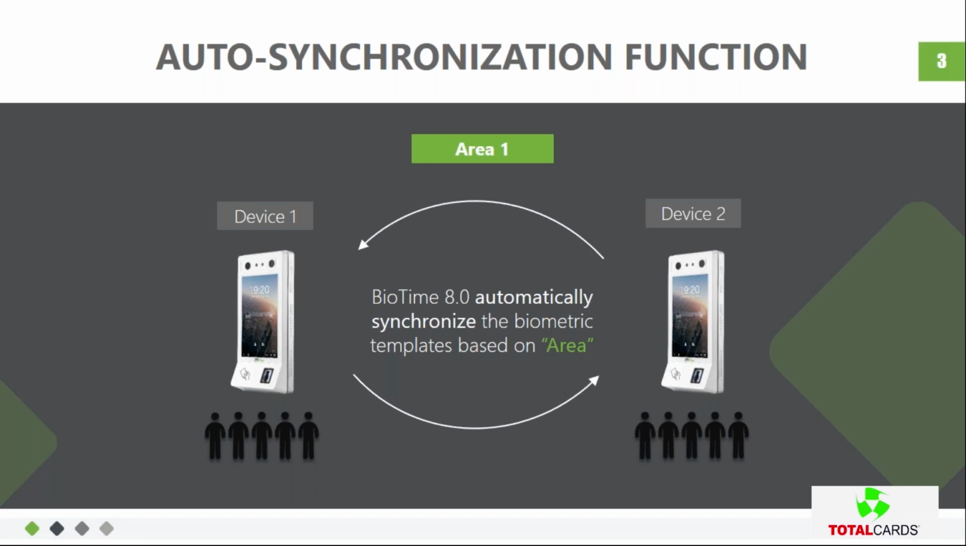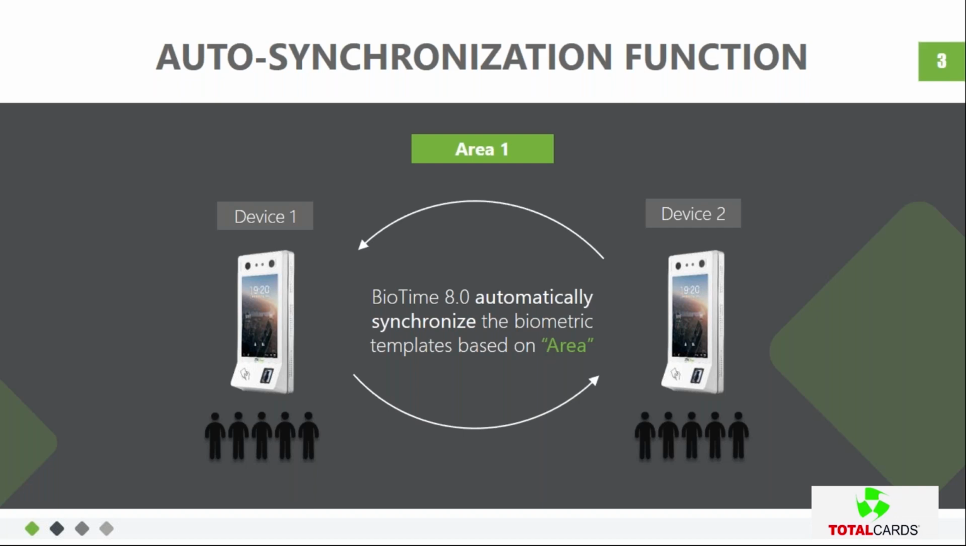Like each country, you want to allocate a different employee group. So you can create multiple areas, and in each area you can put the devices you want to synchronize with each other. For example, here you can see area 1 having 2 machines, and device 1 will have maybe 5 employees, and device 2 will get these 5 employees automatically once it's assigned in area 1.